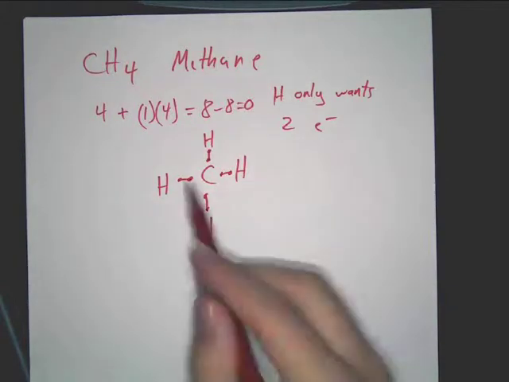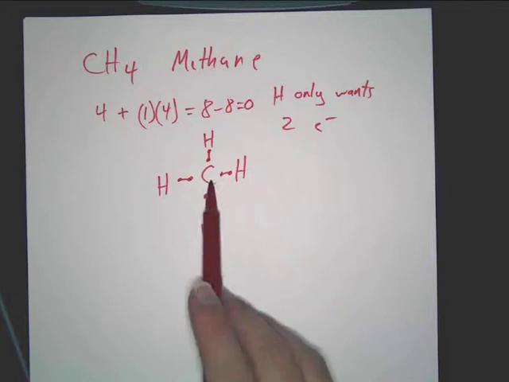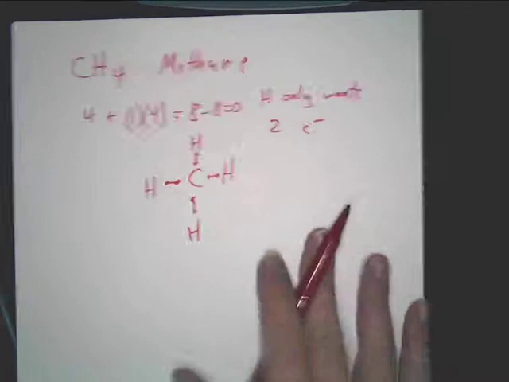Because think about this. Carbon has how many? Carbon has 4. The rule's never broken. Carbon's got 8. Remember that these both count. So carbon has 8 and each hydrogen has 2.